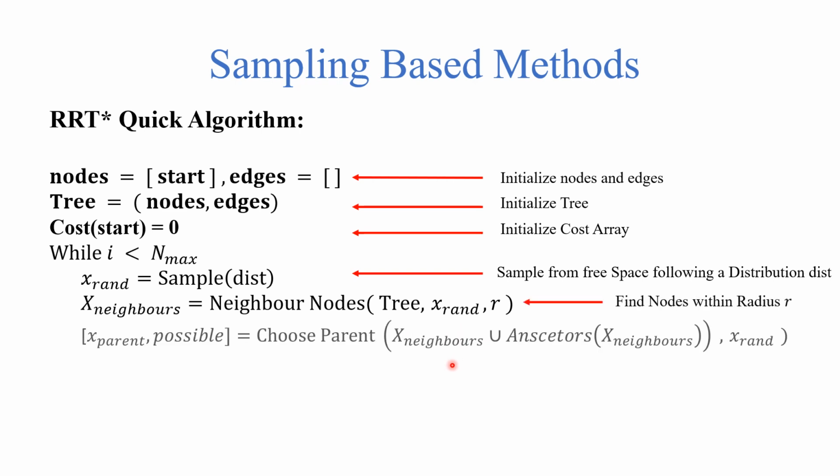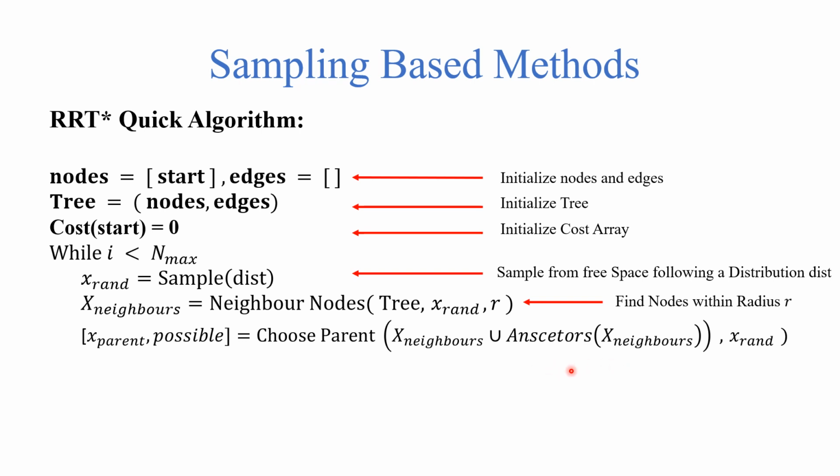Now here comes the first change to the RRT star algorithm. The main idea of the RRT star quick algorithm is that we are not just going to search in the neighbors set to find the best parent for xrand, we're also going to expand our search to include the neighbor's ancestors, which is a set given here by the function ancestors. The function ancestors takes the set x neighbors and returns ancestors of each of these nodes in x neighbors up to a certain degree.